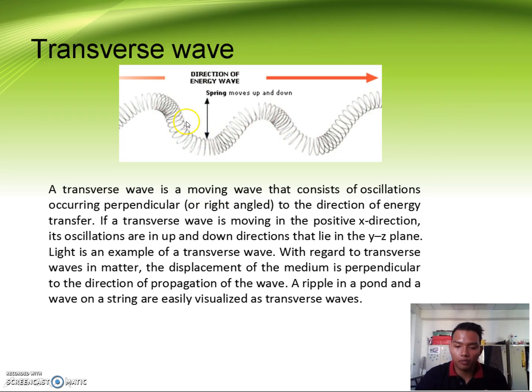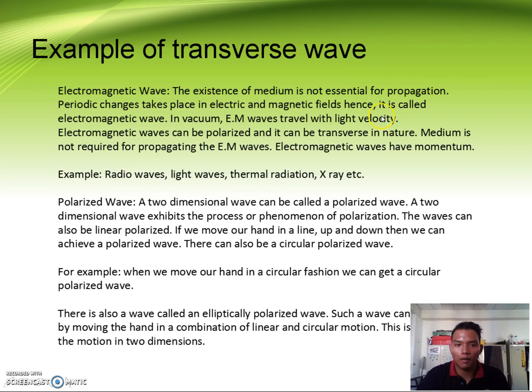The first type is the transverse wave. A transverse wave is a moving wave that consists of oscillations occurring perpendicular, or at right angles, to the direction of travel. You can see the diagram for recognition. Examples of transverse waves are radio waves, light waves, thermal radiation, and X-rays.